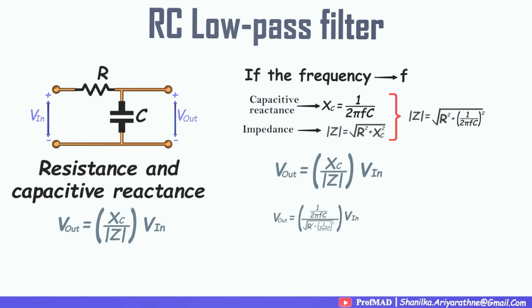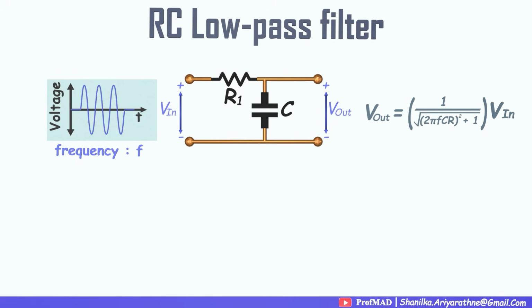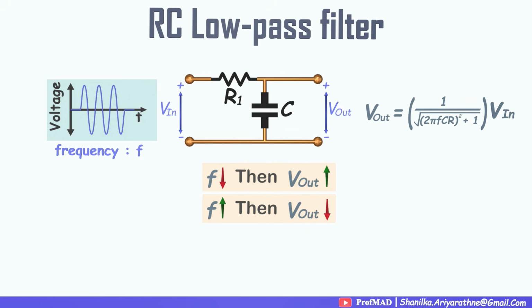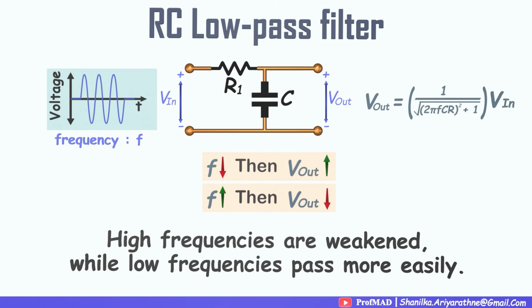Now let's substitute these values into our output voltage equation. After simplifying, we get the final equation for the RC low-pass filter. Now let's analyze this equation. According to this relationship, as the frequency decreases, the output voltage increases. And as the frequency increases, the output voltage decreases. So high-frequency signals become weaker, while low-frequency signals pass through more easily.